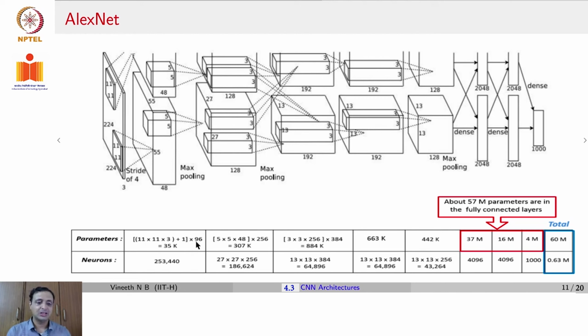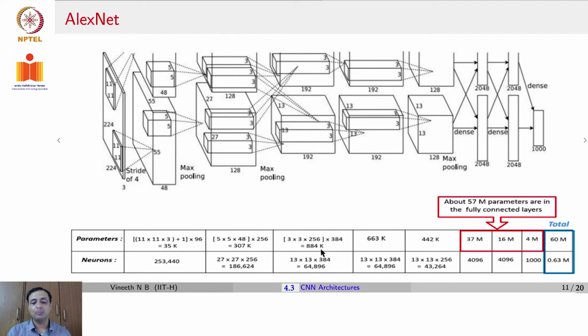Coming back to the parameters. The total number of parameters in the first layer was 11 into 11 into 3, the size of the filter, plus 1 bias, into 96, the total number of filters, which roughly comes to about 35,000. On the other hand, the number of neurons is given by the size of the image itself, which is 55 cross 55 into 96, and that turns out to be something like 253,440. Similarly, you can compute the numbers for the other layers. For the second layer, the parameters turn out to be about 300k, and the neurons turn out to be about 186,000 and odd.